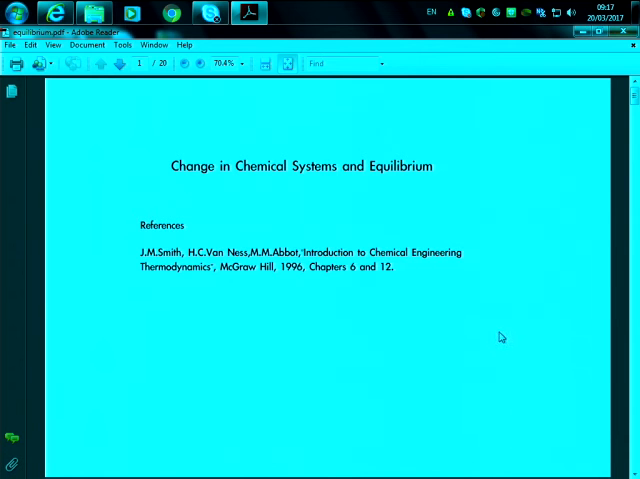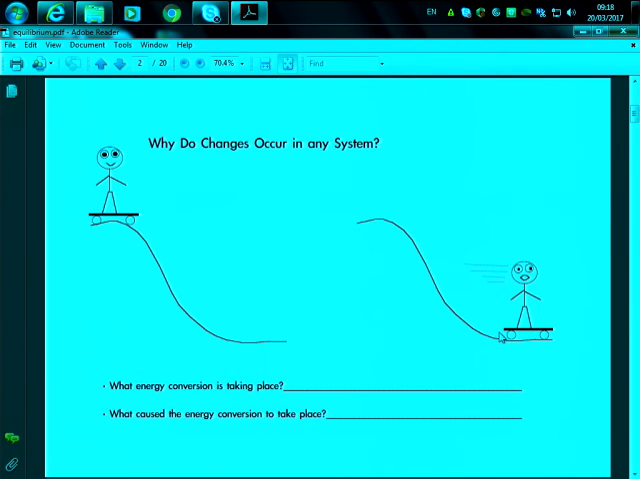Okay, so the background of this lecture can be found in Smith's Introduction to Chemical Engineering Thermodynamics, which is more or less the same book that was recommended. We were looking at enthalpy and entropy concepts, and the second and first laws of thermodynamics.